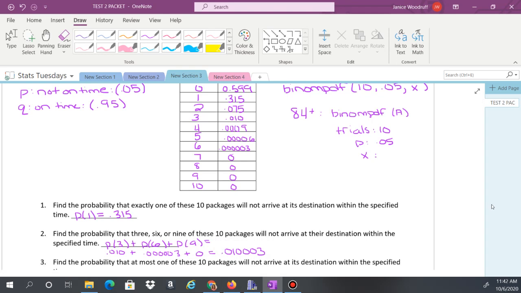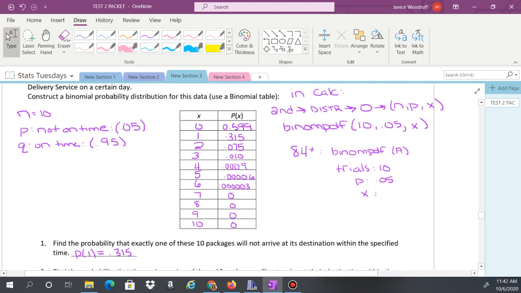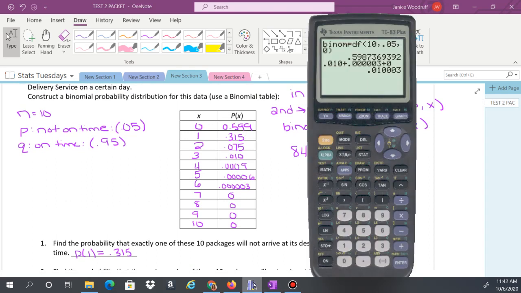And then find the probability that at most, one of these 10 packages will not arrive at its destination. So the probability is at most 1, which means less than or equal to 1. So that there for you is going to be the 0 and the 1. So 0.599 plus 0.315. So 0.914.